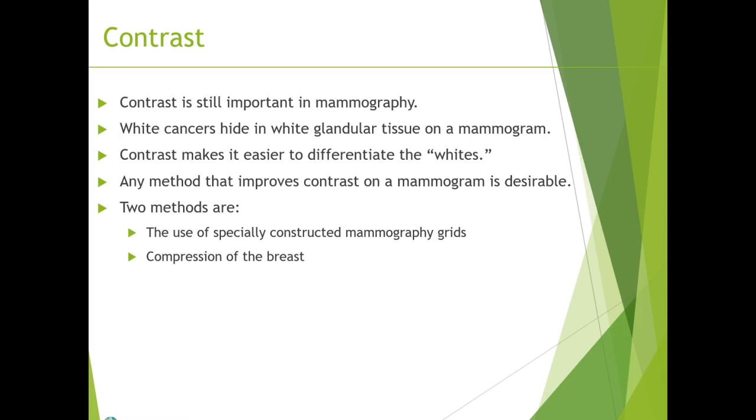Any method that improves contrast on a mammogram is desirable, and those two methods are the use of specially constructed mammography grids and the compression of the breast. Compression of the breast is very important. It's one of the first things that a technologist, when they're learning, is afraid to really be robust with because they don't want to hurt the patient. But it's important to learn proper ways to compress because this is what really spreads that tissue, allows proper penetration of all the tissue that's in the breast. So it's important to really understand the importance of the compression.